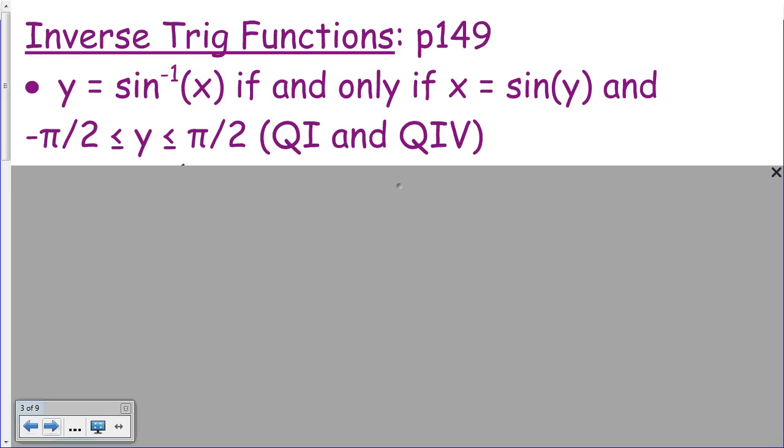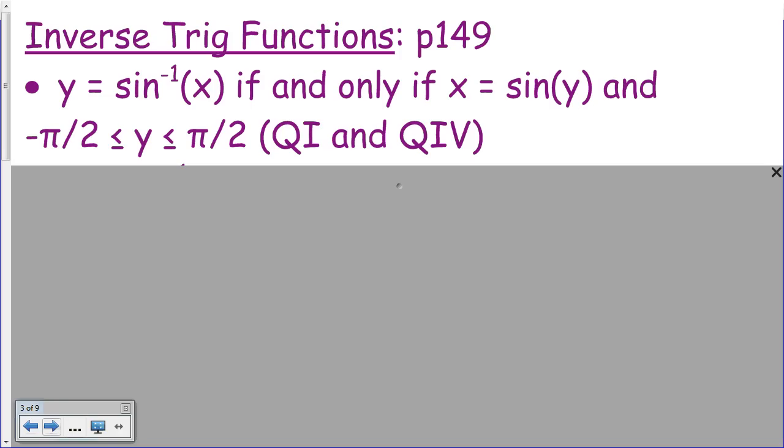For the first one, y equals sine inverse of x if and only if x equals sine of y. And the range of that inverse trig function is from -π/2 to +π/2. The reason why we have a restricted range here is because all of our trig functions are periodic, of course, which means that they repeat at regular intervals, which means that they are not invertible. The only way that we can make our trig functions invertible is by restricting the domain of those trig functions, which of course in turn means you're restricting the range of the inverse function.